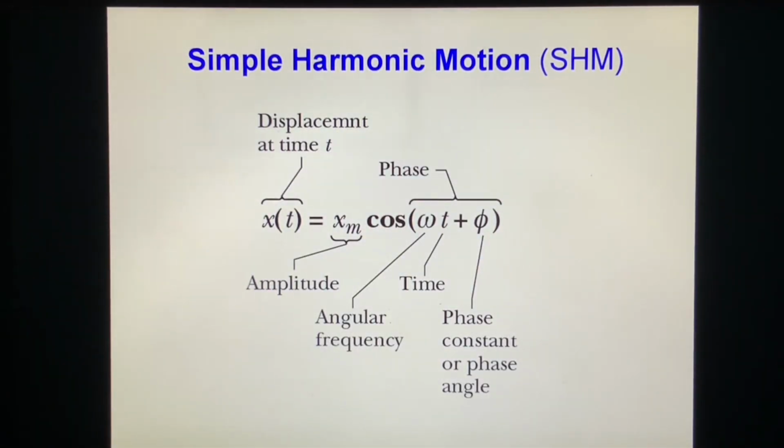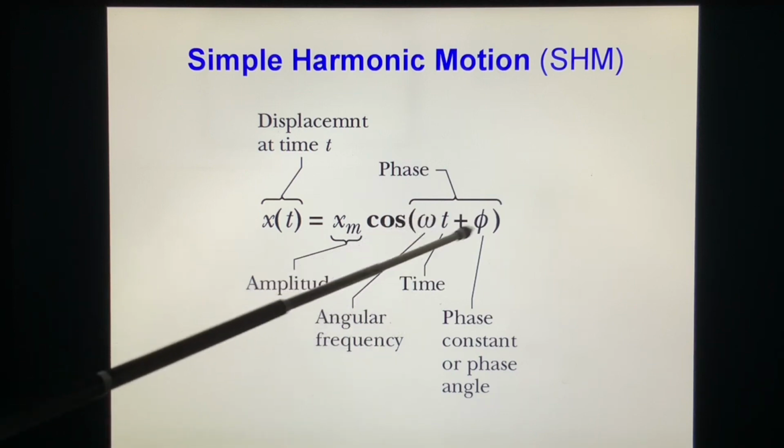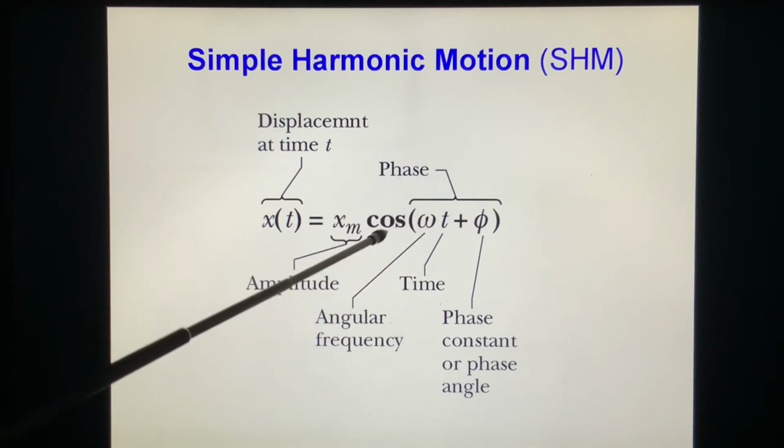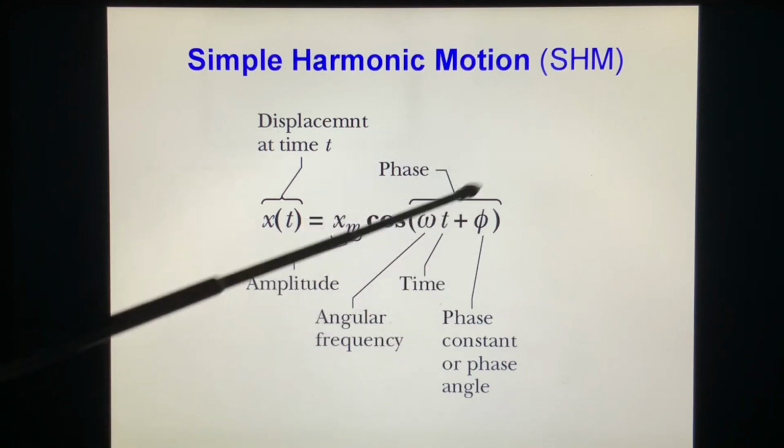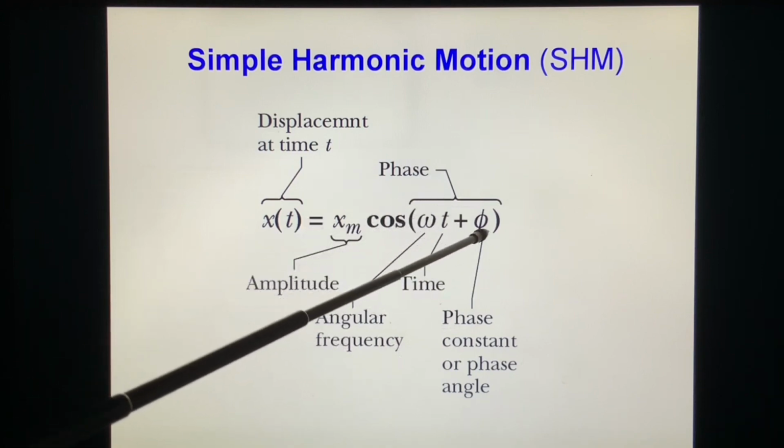Simple harmonic motion. x at time t is xm cosine omega t plus phi. This is called the displacement at time t. This xm is the maximum displacement. You call it the amplitude. This number is defined as a positive number, okay? And cosine changes between -1 and 1. This omega we call the angular frequency, and the total omega t plus phi we call the phase. This is the angle, okay? This phi is called the phase constant, or the initial phase, when t equals 0.